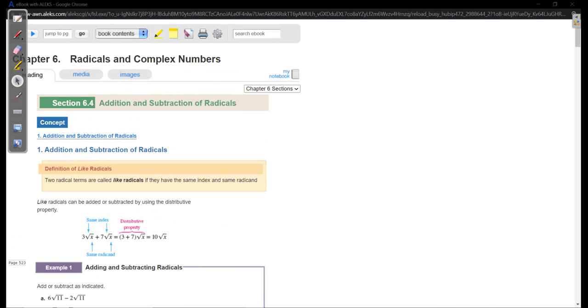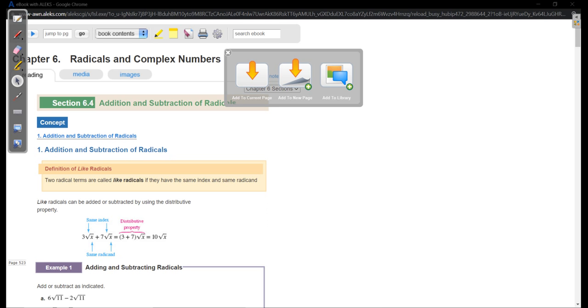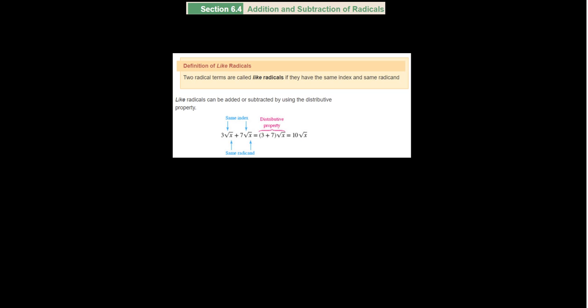So, the main thing we want to talk about is the definition of a like radical. So what is the definition of a like radical? The definition of like radicals: two radical terms are called like radicals if they have the same index and same radicand.